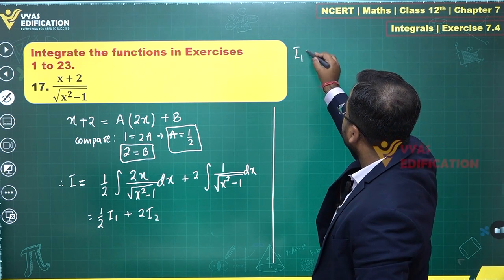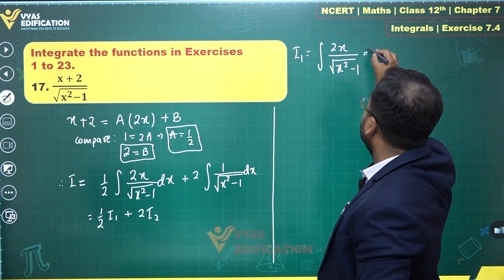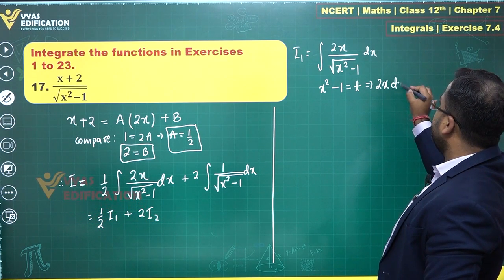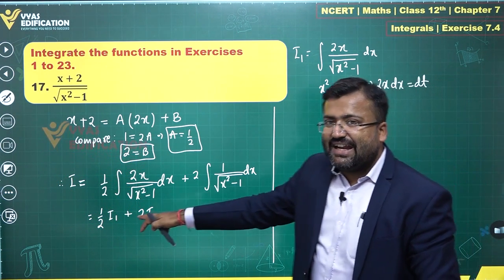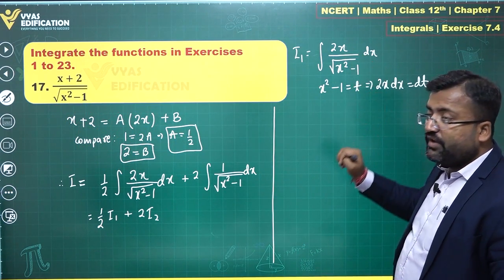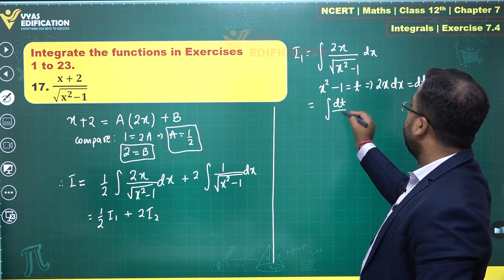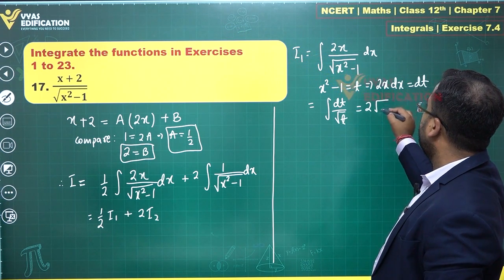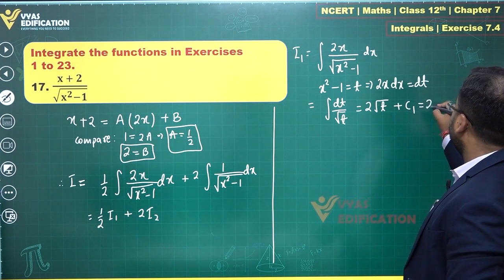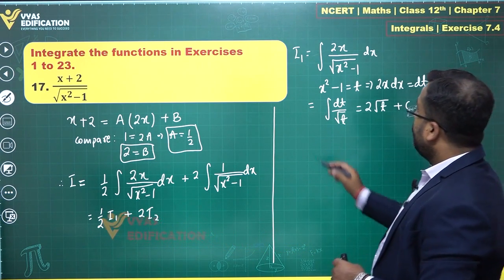Now for solving I1, it is integral of 2x upon root of x square minus 1 dx. You can observe that x square minus 1 can be substituted as t. That gives me 2x dx is equal to dt. Actually, this has been planned in such a manner that the derivative of the denominator comes over there. Therefore, this is equal to integral dt upon root t. The integral will be 2 root t plus some constant of integration, let's call it c1. And this becomes 2 under root of x square minus 1 plus c1.